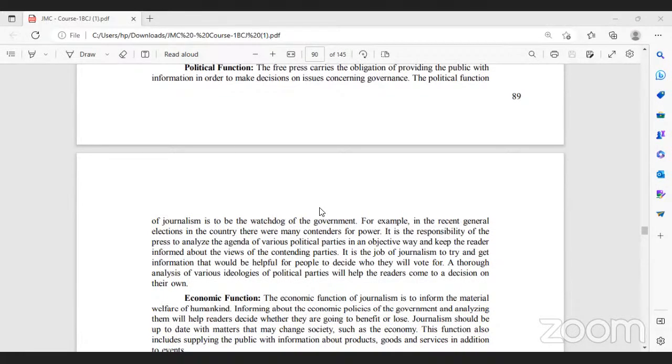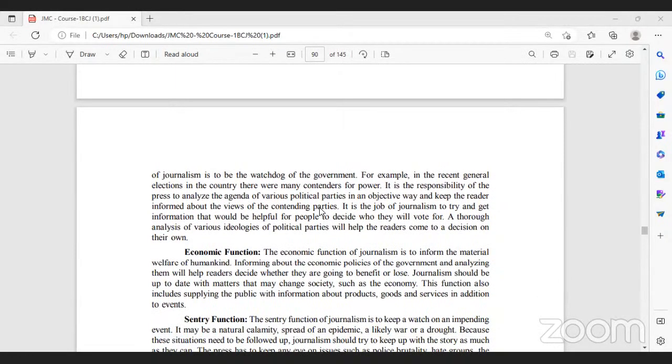For example, if we have elections and there are many contenders for power, it is the responsibility of the press to analyze the agenda of the political parties in an objective way, and keep the reader informed about the views of the contending parties.